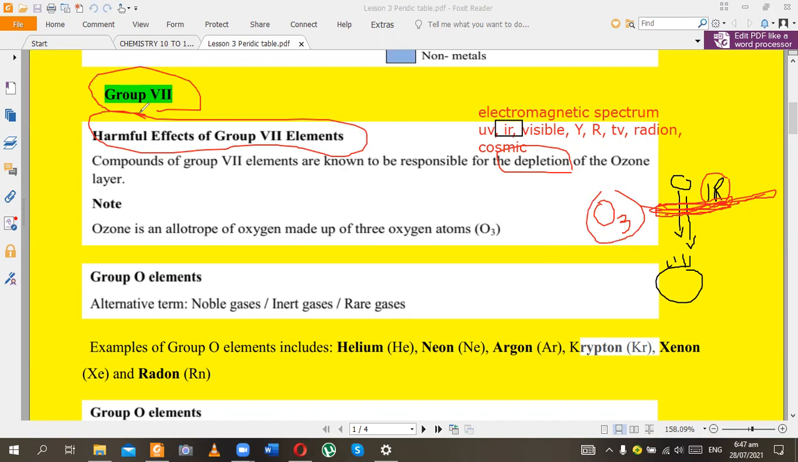How that happens, I may not explain because the science doesn't talk more about that. But all in all, the only thing that I can ask you to remember is that the ozone layer is depreciated by the action of the group 7 elements. Okay. Now, these group 7 elements.